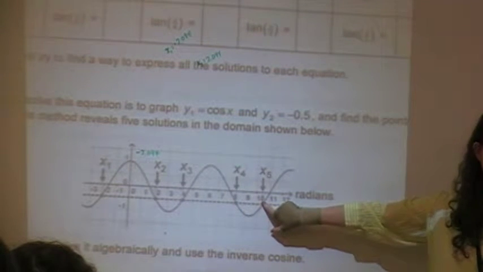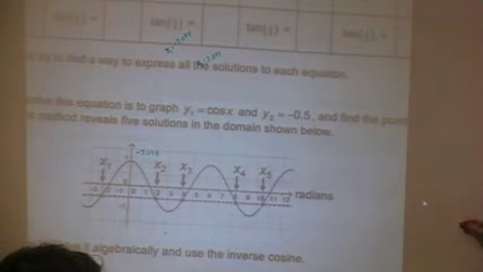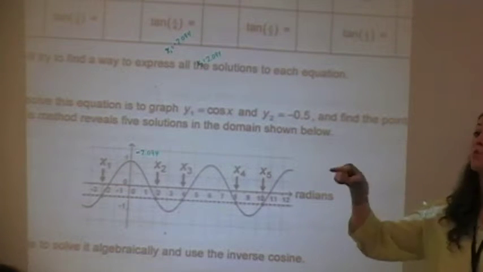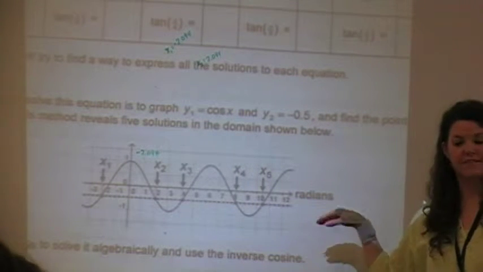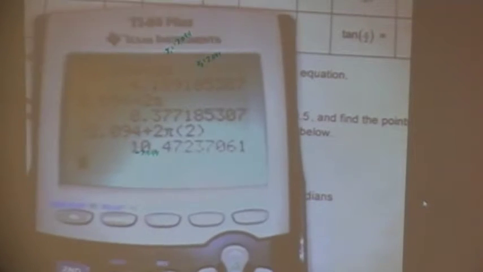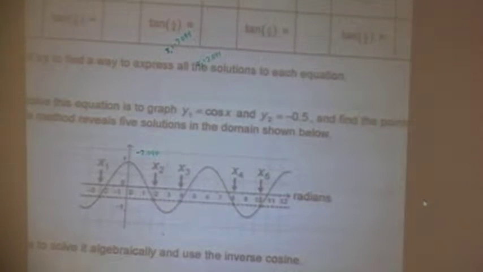And if it was the third, we would do 2 pi times 3, and then 2 pi times 4. Why can't you just do x3 plus 2 pi? You could, but there's a reason why I'm saying that. It'll all make sense in a minute, but I don't have to do times 2. You would have to use the x3 point and add 2 pi to it, yeah. Later it's going to ask us for a general form. So I got 10.472 for my x5 value.